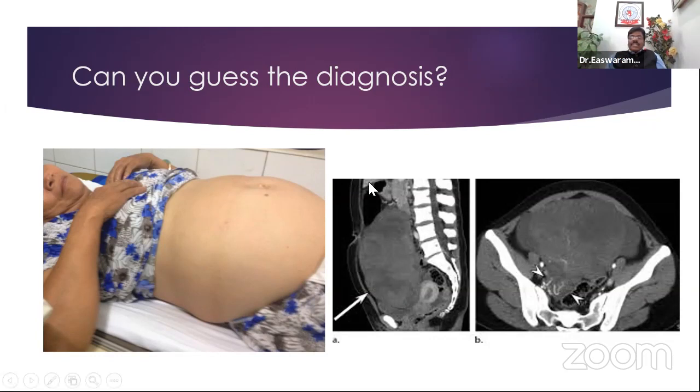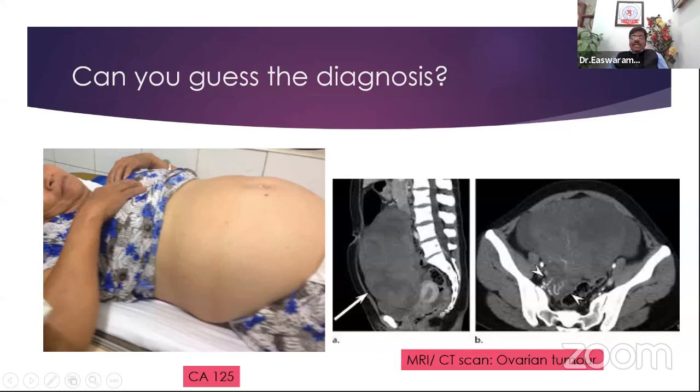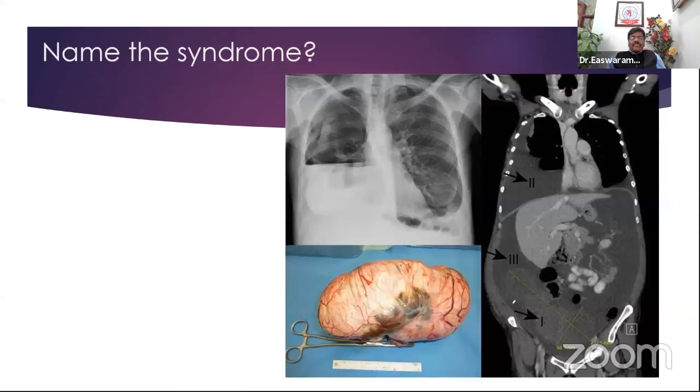Here is a CT or MRI for that matter. This is actually a large ovarian cyst. Whenever you have a diagnosis of ovarian cyst with a solid component like here, or a cystic component, the whole thing will appear black like this in a cyst. CA125 is a tumor marker for ovarian cyst.